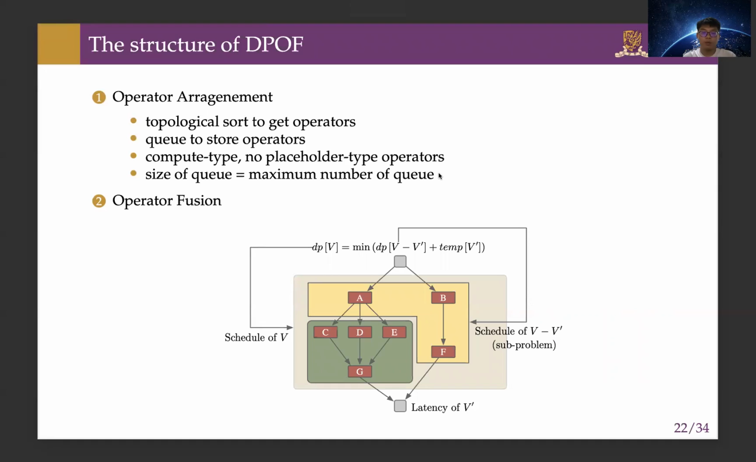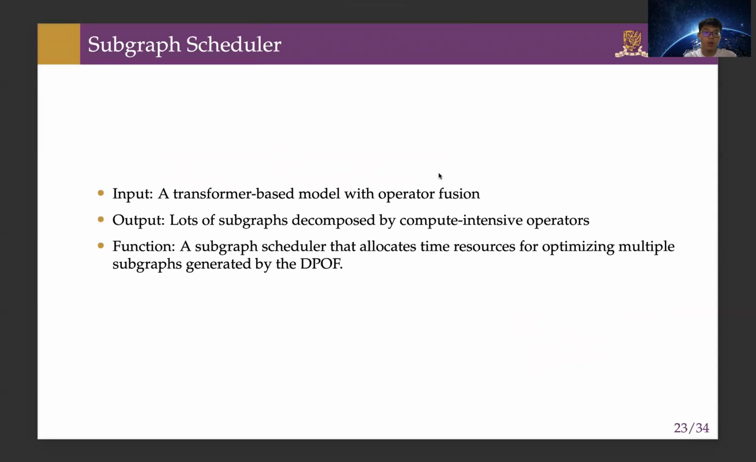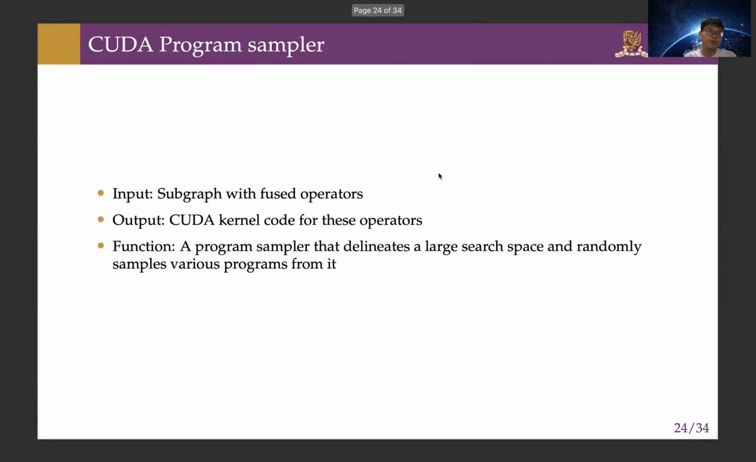The input of the subgraph scheduler is a transformer-based model with operator fusion, and the output is a collection of subgraphs decomposed by the compute-intensive operators such as matrix multiplication. And the function of the subgraph scheduler is that it can allocate time resources for optimizing multiple subgraphs generated by the DPOF.